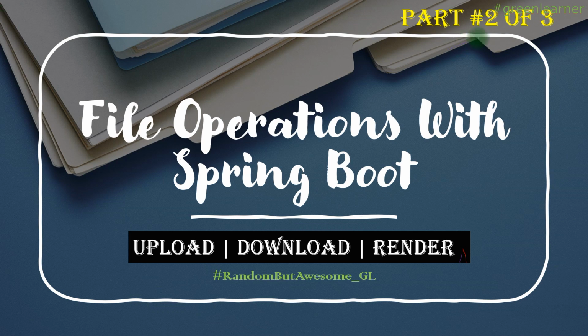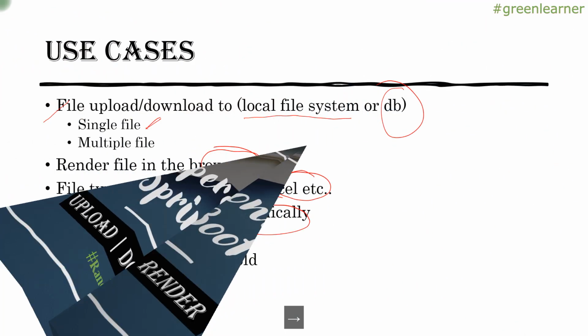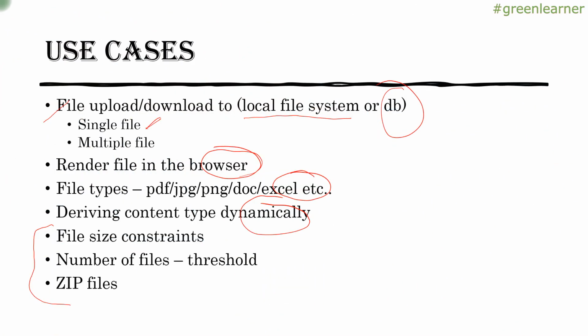Hey everyone, so this is the second part of file operations with Spring Boot. In the first part, we covered a lot. We saw single file upload into the local file system. We also saw rendering a file in the browser. We saw the type of file that we can upload. We derive the content dynamically.